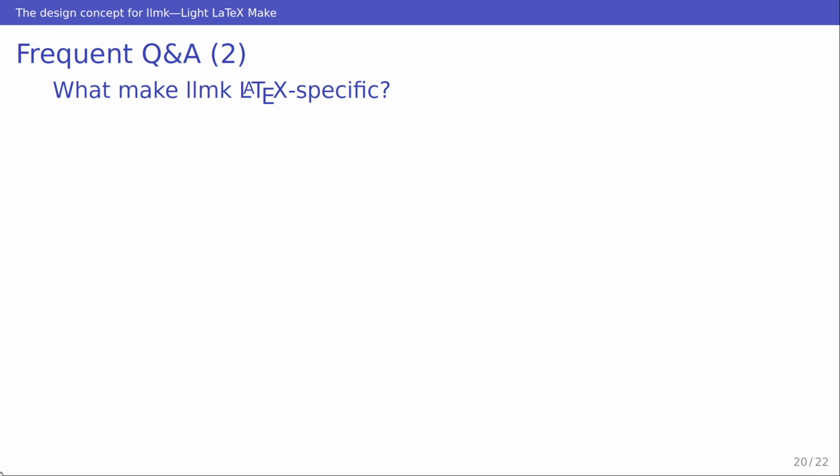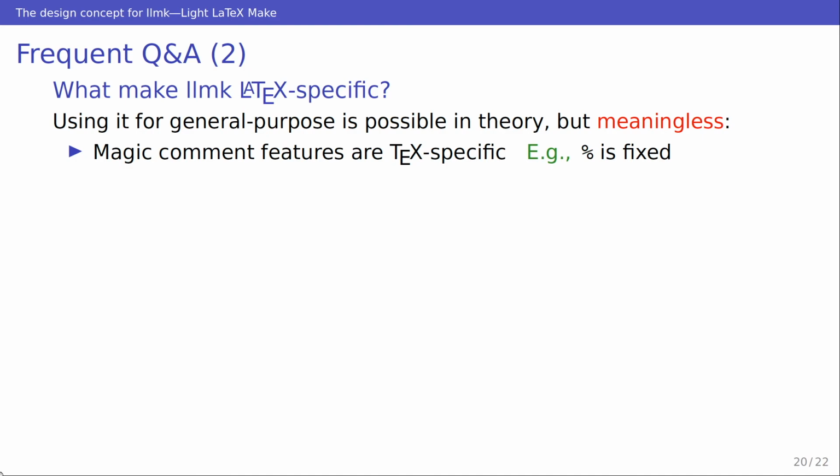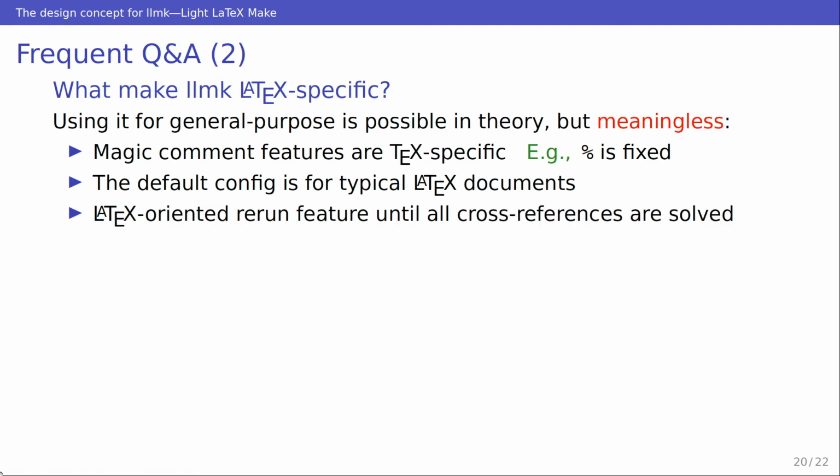Next, what makes llmk LaTeX specific? Well, using it for general purposes is possible in theory, but meaningless because of its LaTeX-oriented features. These are trivial, but as a matter of fact, the magic comment features are TeX specific because the comment letter, percent, is fixed, and also the default configuration is set up for typical LaTeX documents. Finally, the rerun feature that runs until all cross-references are solved is also LaTeX oriented.